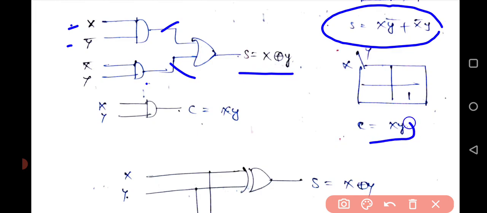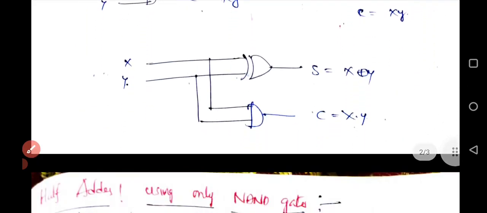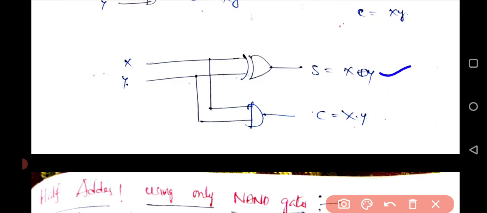The second one is xy, that is, carry c is equal to xy. This is nothing but the AND operation, so x comma y values are given to the AND gate. The AND gate performs the multiplication operation, which is equivalent to this one. Coming to the next one, this is a representation with the help of an XOR gate combination. The sum is the XOR of x and y, and the carry can be done with the help of an AND gate.